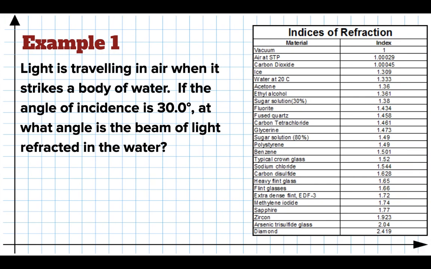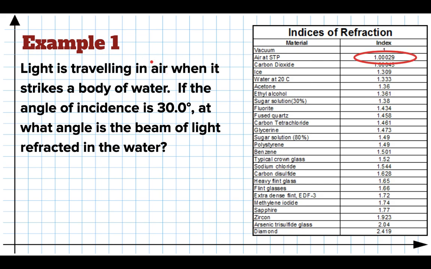So let's solve an example problem. Suppose light is traveling in air, and it strikes a body of water. When light strikes water, it slows down. The angle of incidence is 30 degrees, and I want to know at what angle the beam of light will be refracted. The first thing I have to figure out is what the light is traveling in initially, and the answer is it's in air.